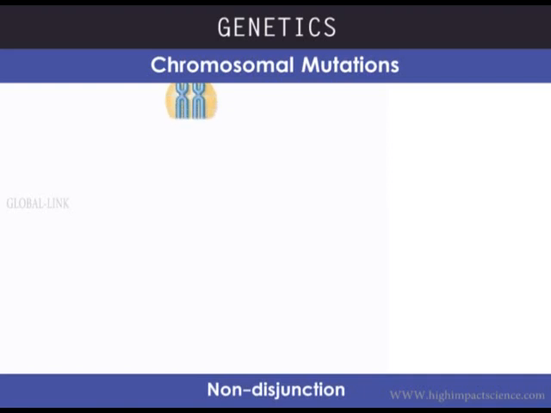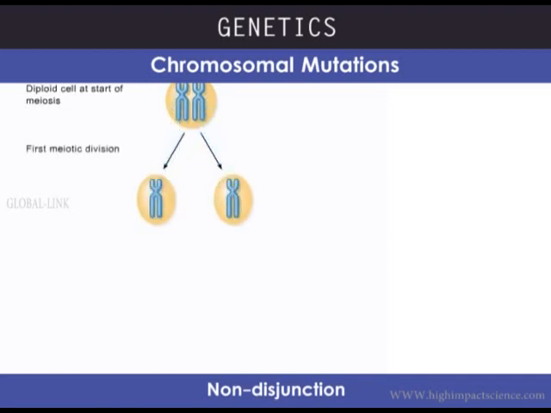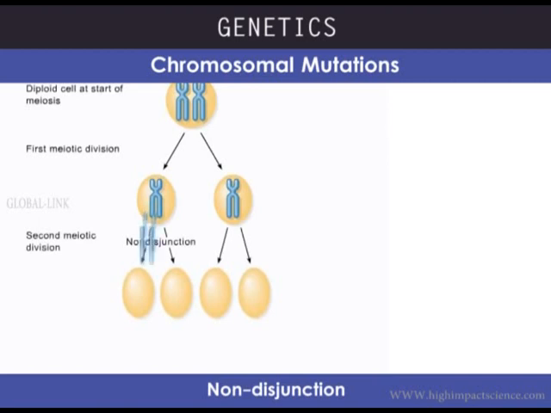What if non-disjunction occurs during meiosis II? Homologous chromosomes separate normally during meiosis I, producing 2 cells, each having a pair of sister chromatids. If sister chromatids fail to separate in one of the cells during meiosis II, then 2 abnormal cells are produced, one having 2 copies of the chromosomes and the other having none. Normal chromosome segregation occurs in the other cell, giving rise to 2 normal haploid cells.